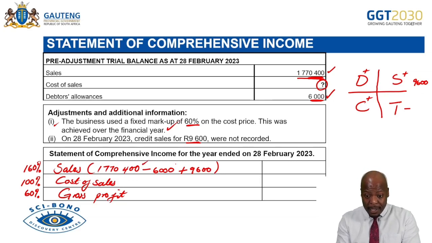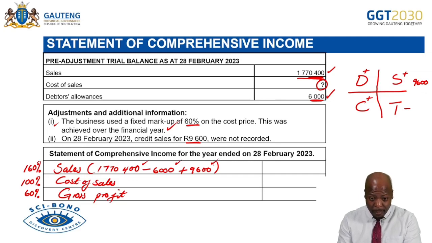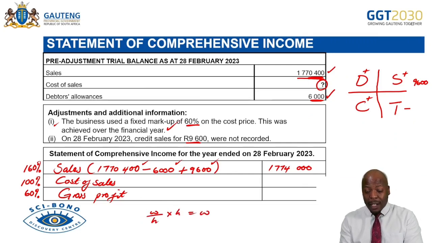1,770,400 minus your 6,000 plus the 9,600. How much do we get? All right, so we end up with 1,774,000. And then we now need to calculate what is known as cost of sales. So you just ask yourself, what is it that you want? Remember the UK method. It simply means you put what you want on top over what you have, times what you have, to give you what you want.